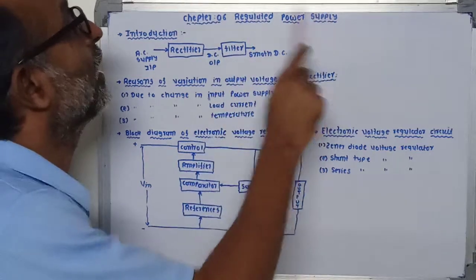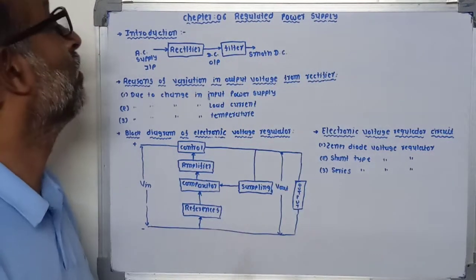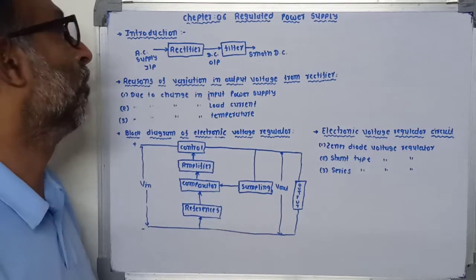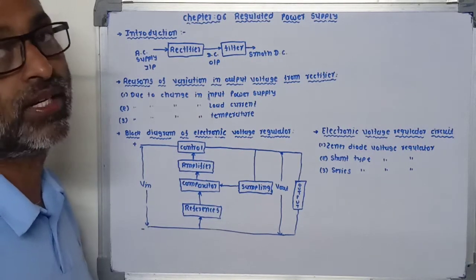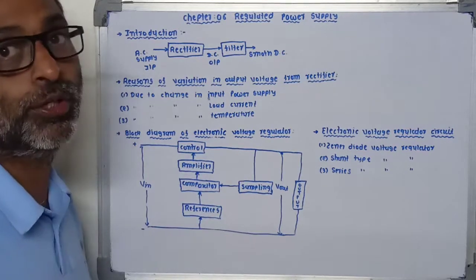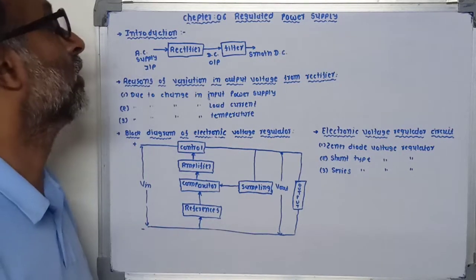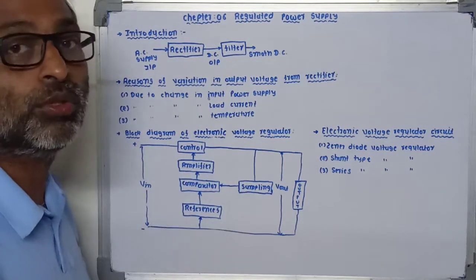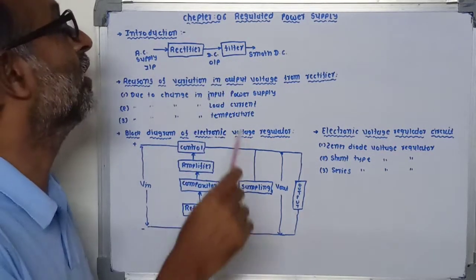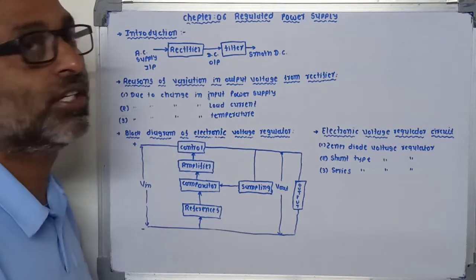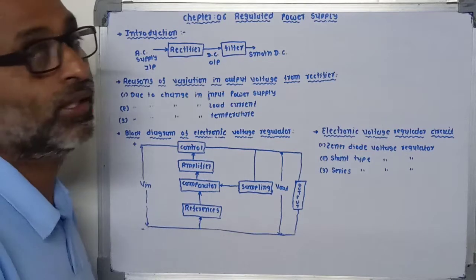Chapter number 6, Regulated Power Supply. First, introduction. A rectifier is used to convert AC supply into DC supply. That means it converts alternating current into direct current. Now, the filter is used to remove the AC components present in the DC output. So, we will get smooth DC, or you can say the pure DC.